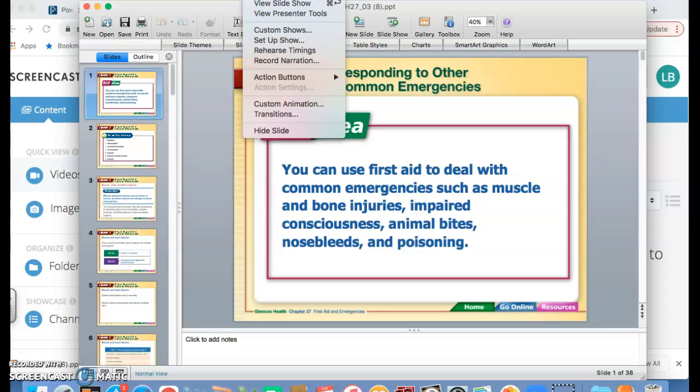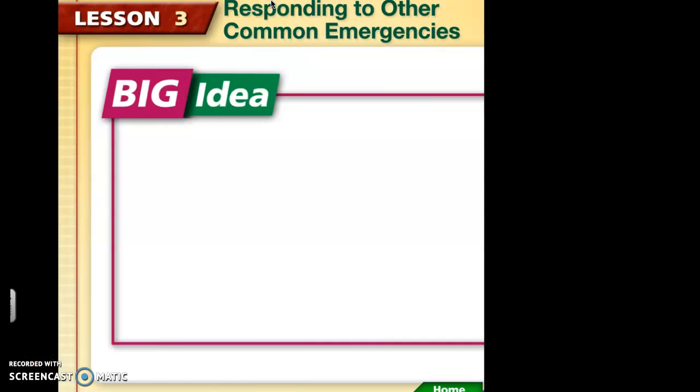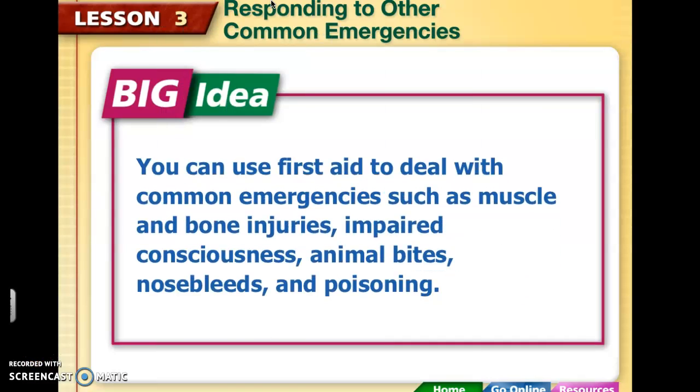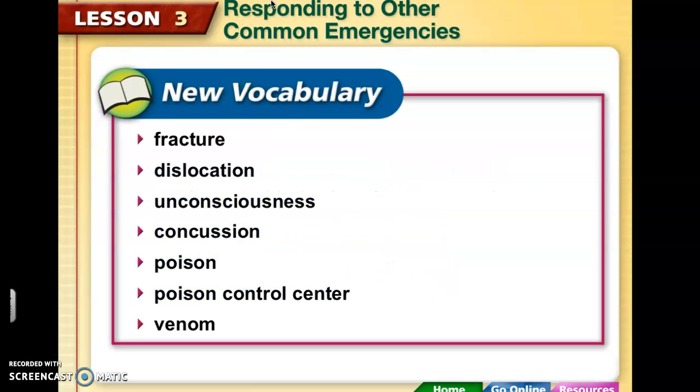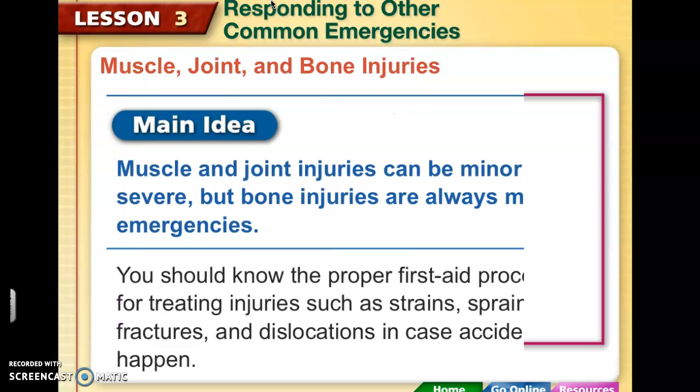All right, this is the third and final PowerPoint that goes with content PCH 3.2, first aid, CPR. So this is advanced CPR and a PowerPoint based on other common emergencies like bone and muscle and tissue injuries, impaired consciousness, animal bites, nosebleeds, and poisoning. So we have several vocabulary words this time: fracture, dislocation, unconsciousness, concussion, poison, poison control center, and venom.